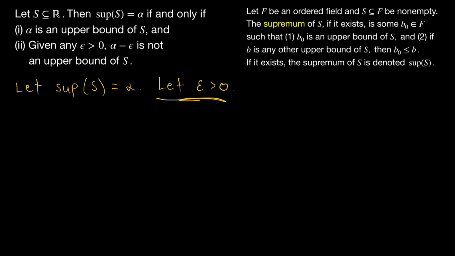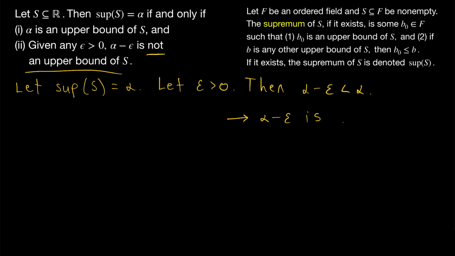So we say let epsilon be greater than 0. Epsilon is some positive number. What does that mean? Well, it means certainly if we subtract epsilon from our supremum alpha, so we have alpha minus epsilon, this will be less than the supremum, less than alpha. And that immediately implies our desired result that alpha minus epsilon is not an upper bound of S.